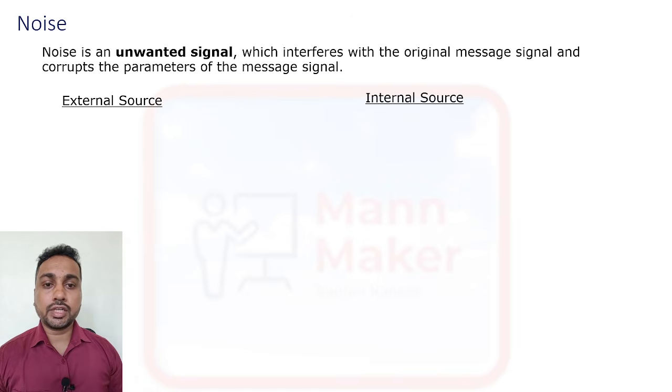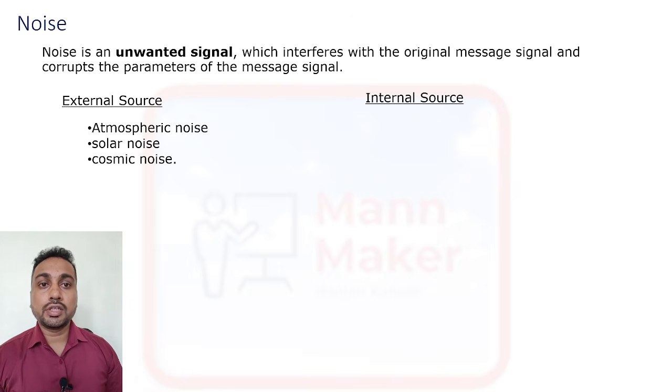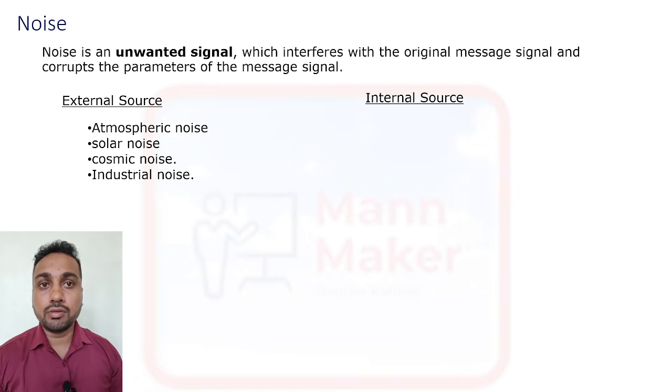By that, our channel, our information will be affected. For example, in an external source there is atmospheric noise, then solar noise, cosmic noise, and industrial noise. Due to that, our signal will get corrupted or destroyed.